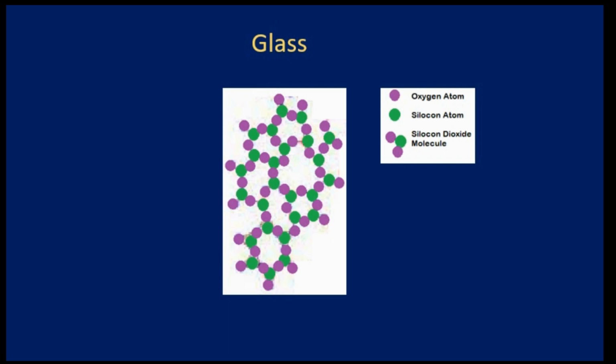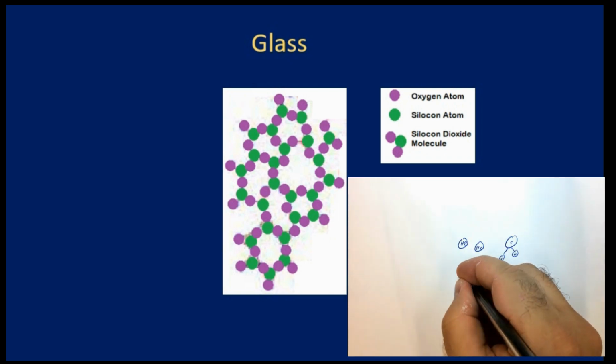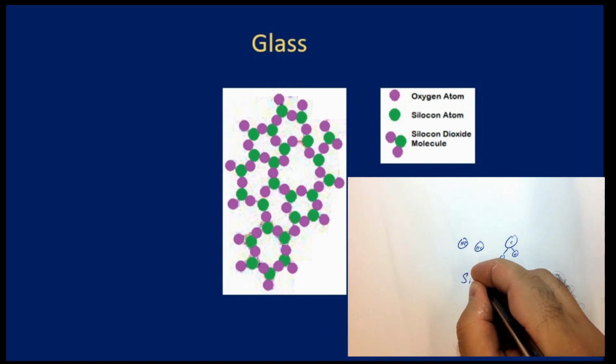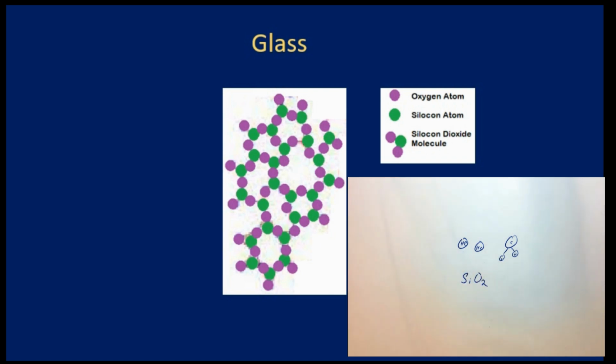Let's look at glass. A single glass molecule is made of one silicon atom and two oxygen atoms. The chemical symbol for silicon is Si. So if you have been keeping up with chemical formulas, you can probably guess the chemical formula is SiO2. So one Si atom and two O's.